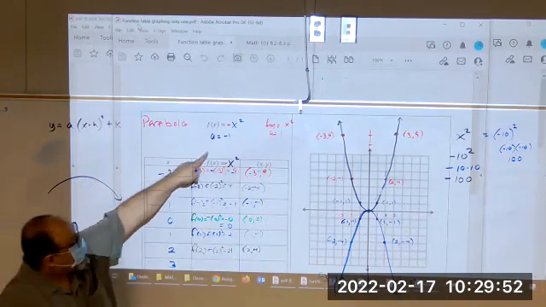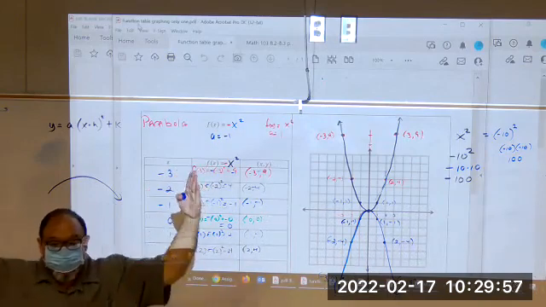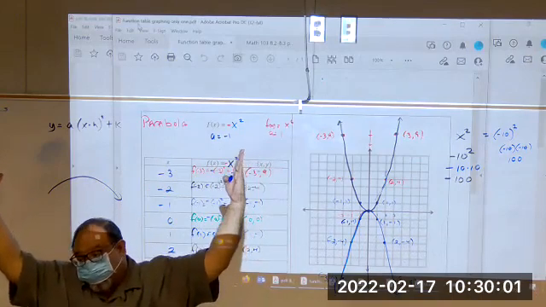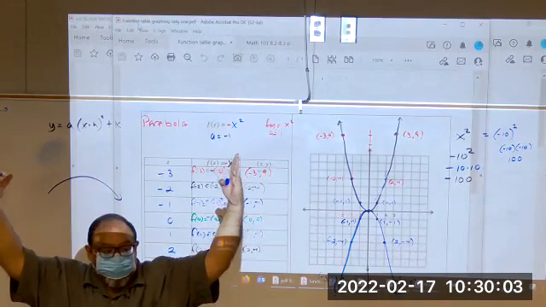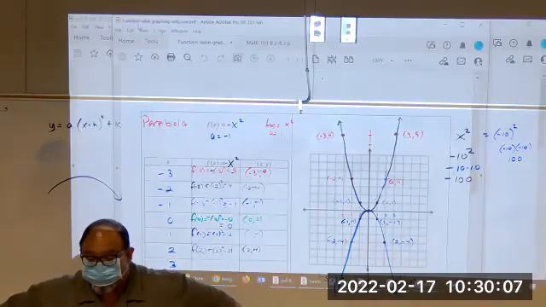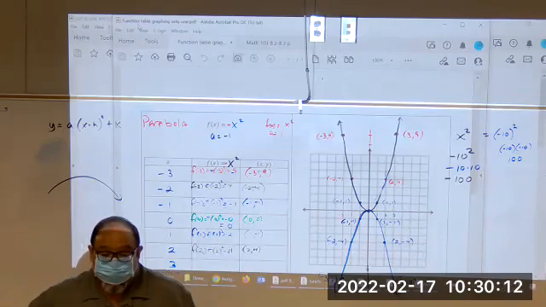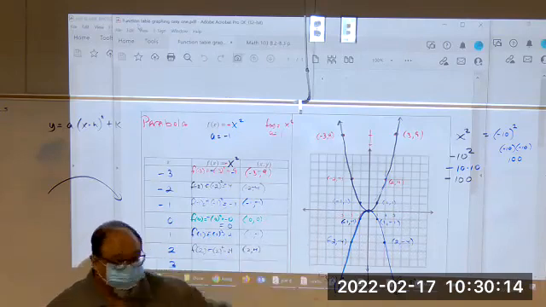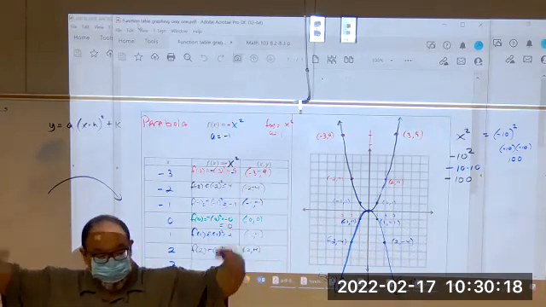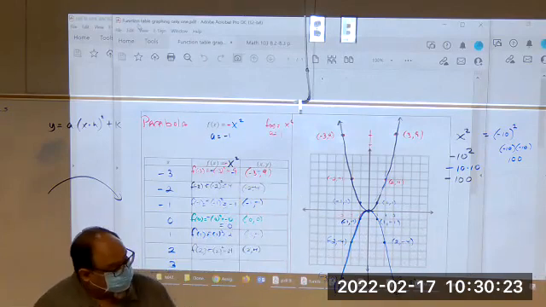So the A, one of the things it does, opens up or opens down. If it's positive, it's like you're smiling. When you're positive, you're happy. It's a smile, it opens up. But when you have a negative in front, it's concave down, it opens down like a frown. The A on all of those things is going to control ups and downs. If it's positive, we go up, negative, we go down.